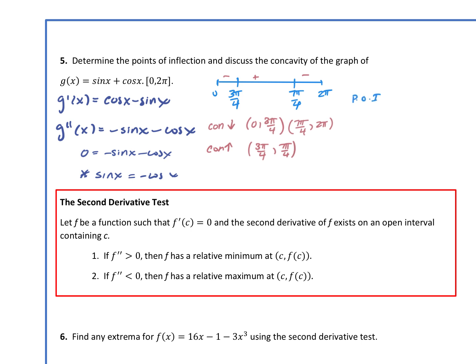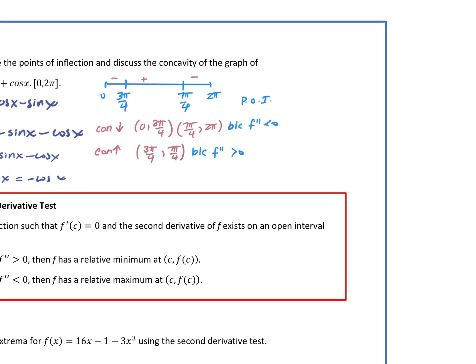So point of inflection, justification would be because f double prime is less than 0, because f double prime is greater than 0. And then my points of inflection would be at x equals 3 pi over 4, x equals 7 pi over 4. And we'd say because f double prime goes from positive to negative, or negative to positive.